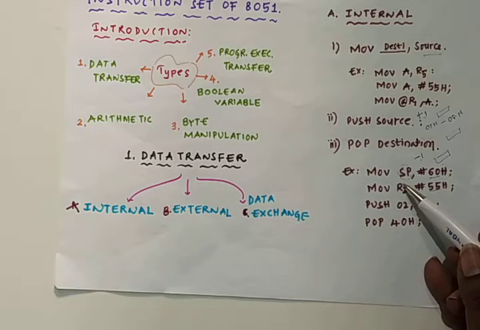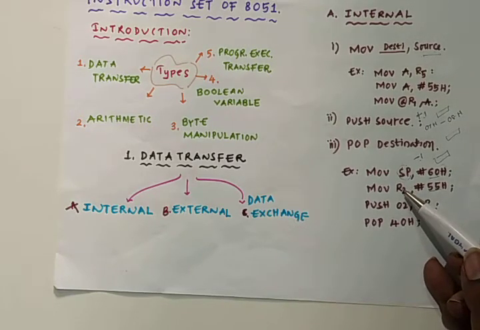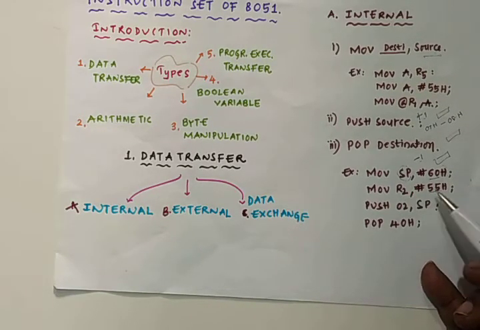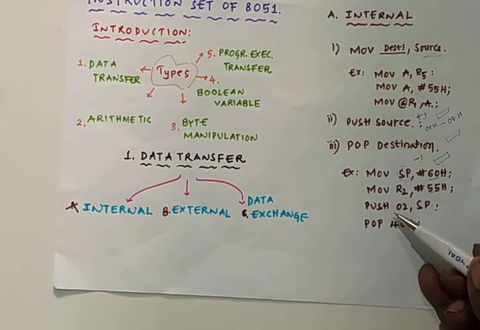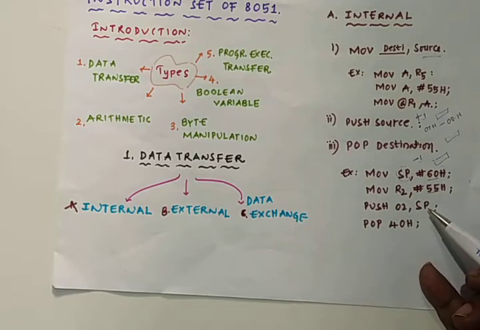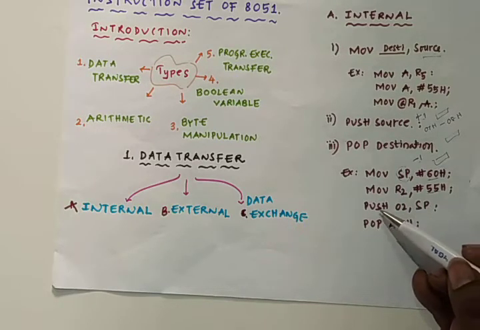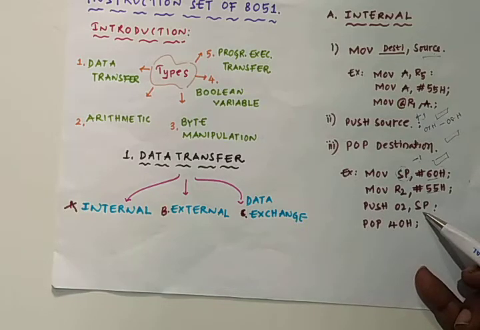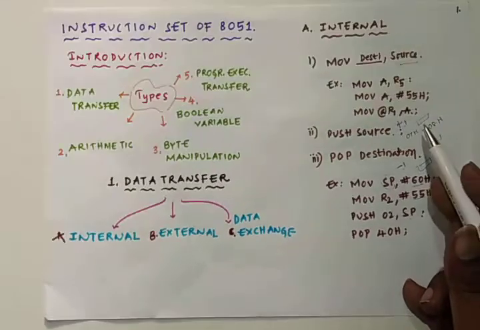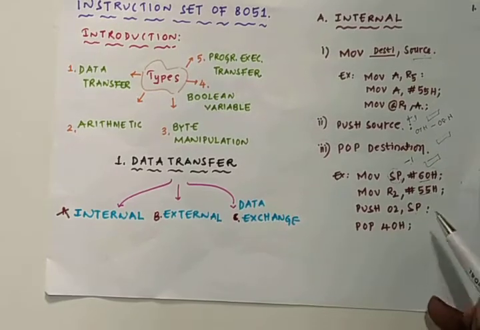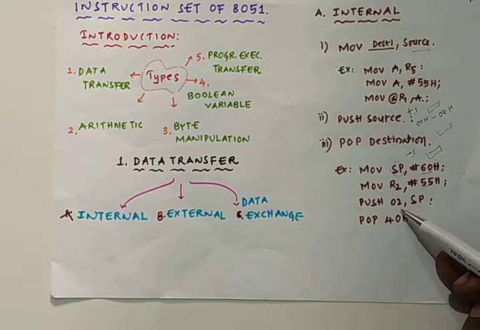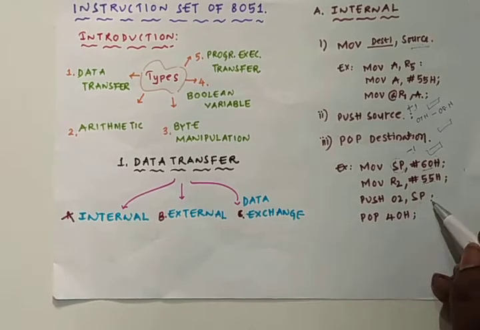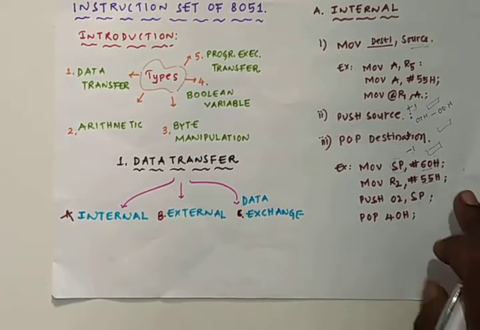55H will be moved into the internal RAM, that is R2. Copy the data of 55H to R2. Next we are going with the two instructions, that is push 0 to SP. That means whatever the stack pointer, here the push instruction, so that the stack pointer will be incremented. Stack pointer will be incremented by 1, so that here push 0, and here the stack pointer will be incremented by 1.